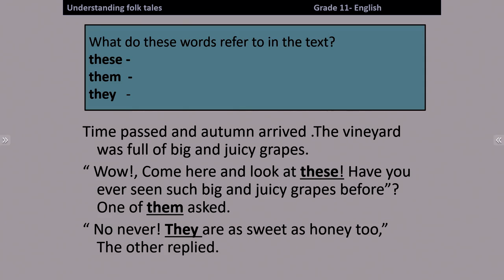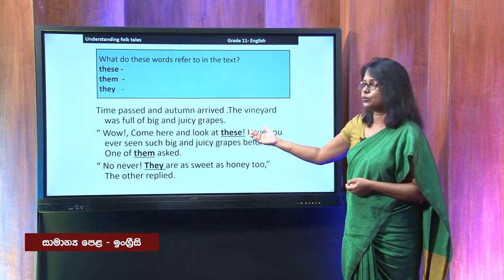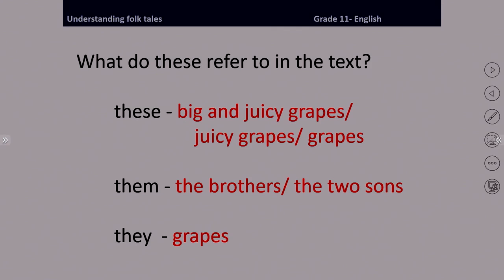Okay, what about the second one? Them. Now here the answer is not directly here. You need to recall the previous parts. So one of them here refers to one of the brothers. Or even if you say one of the sons, it is accepted as the correct answer. Okay, last one, they. They are sweet as honey too. So what does that refer to? They here refers to grapes once again. So your answers are like these.